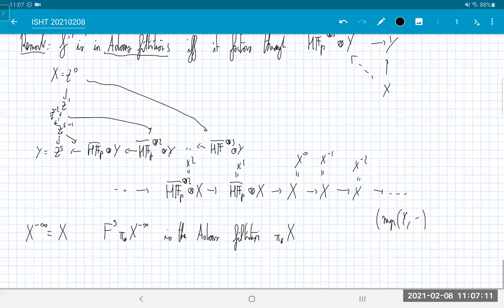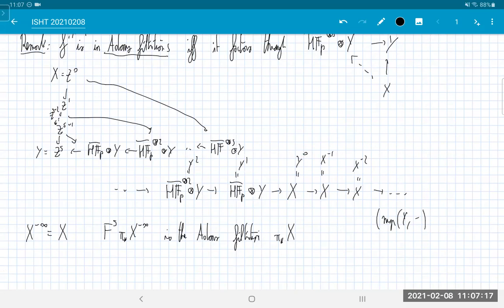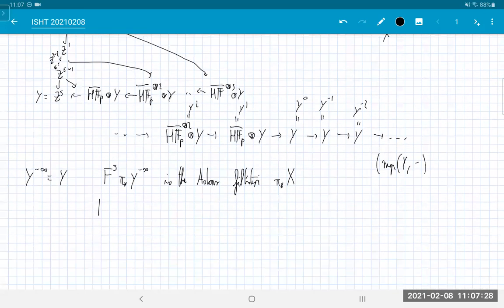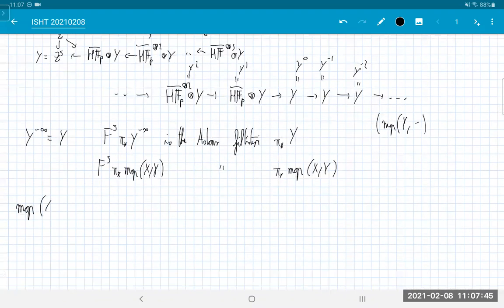Yes. Okay, so let me define them. Let me actually change and call them into Y. I should have used Y X throughout for this, but it doesn't matter. So filtration of S, or similarly, you get FS in pi star maps from X to Y is the Adams filtration on pi star maps X to Y, where here I make maps from X to YS. We filter it this way.